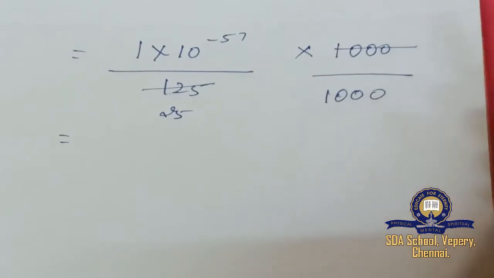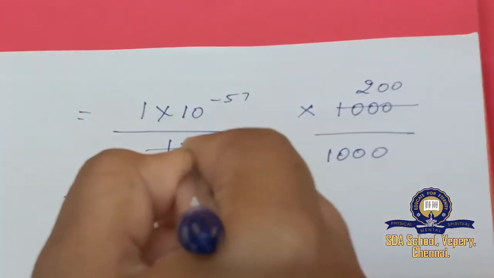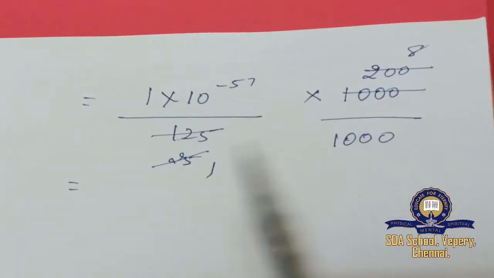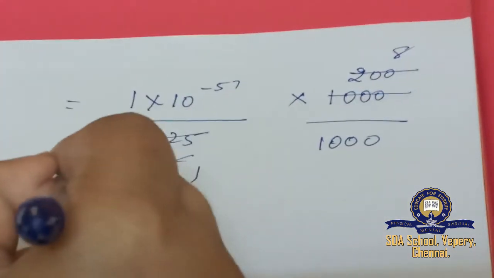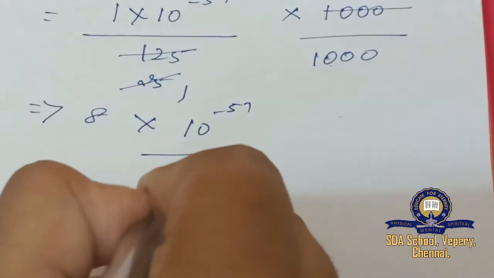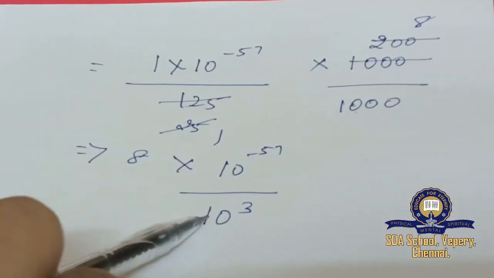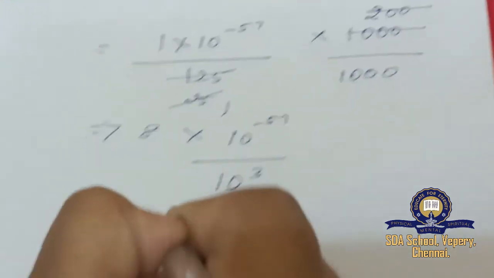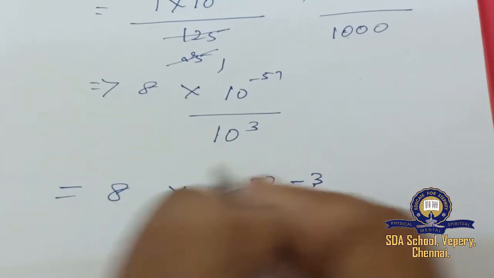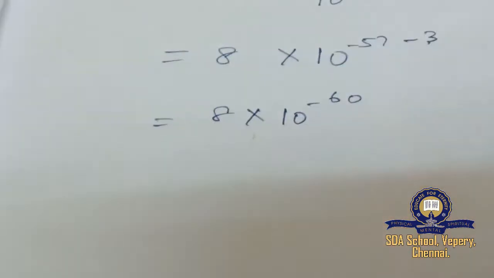Then what will I get over here? 5 twos are 10, then 200. Then 25 one time, then 25 into 8 will give me 200. Done. So I have 8 into 10 power minus 57 divided by 1000, which can be written as 10 power 3, right? Now as I told you, bases are same. Subtract the powers. It will become 10 power minus 57 minus 3. Yes, students? Then I will get 8 into 10 power minus 60. Got it, students?